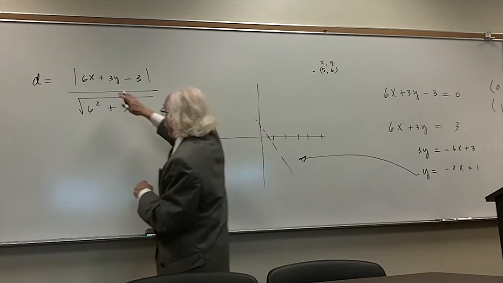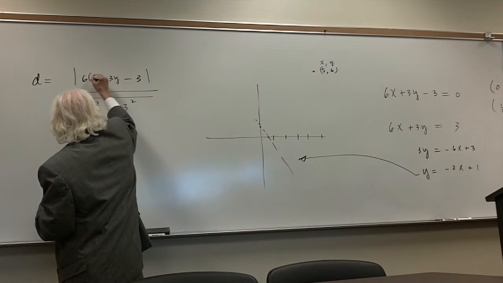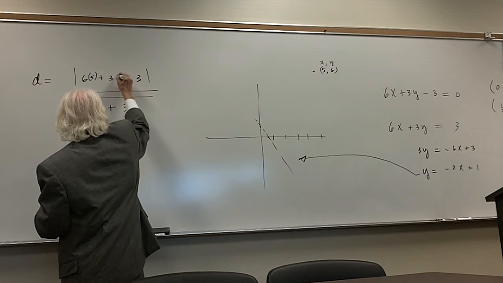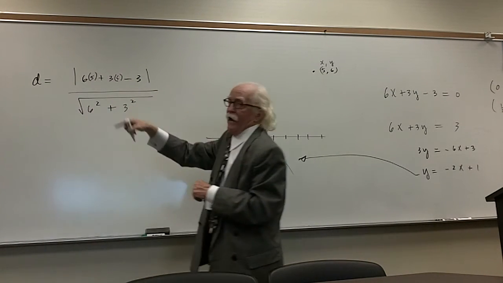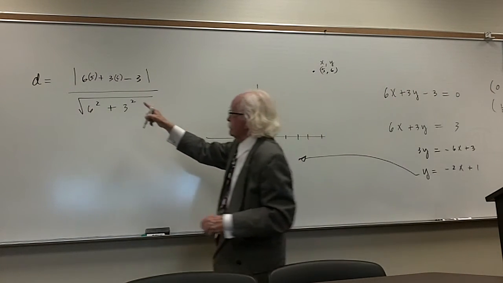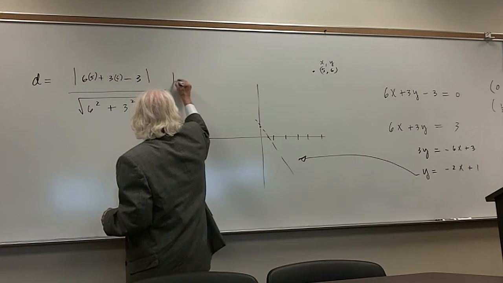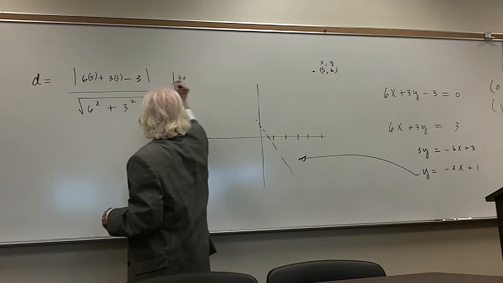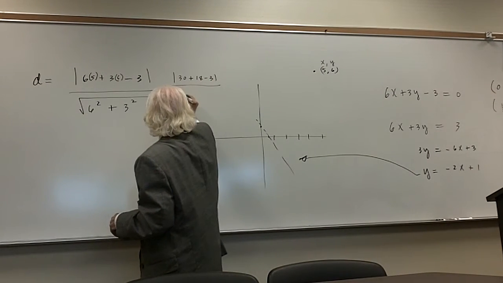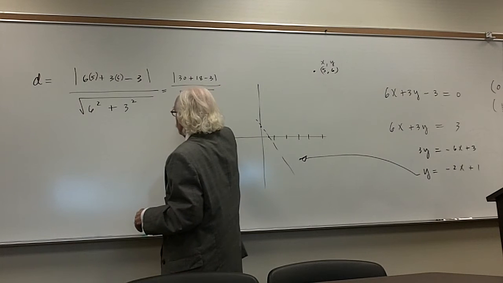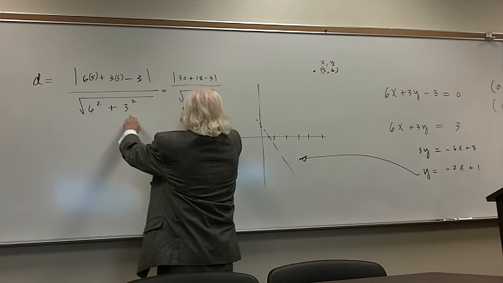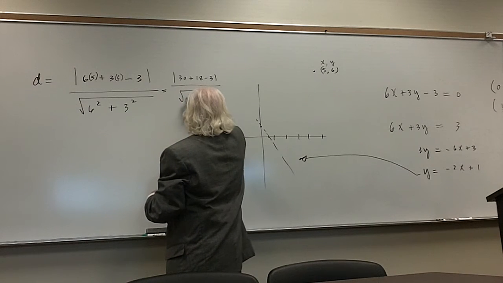The x is what? 5. And the y is how much? 6. And now we just do the arithmetic there. 5 times 6 is 30. Plus 18. Minus 3, divided by the square root of 36 plus 9. How much is that? 45.